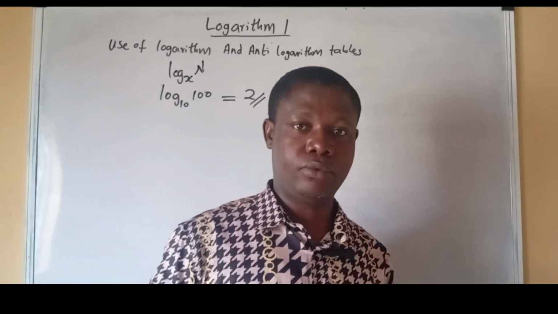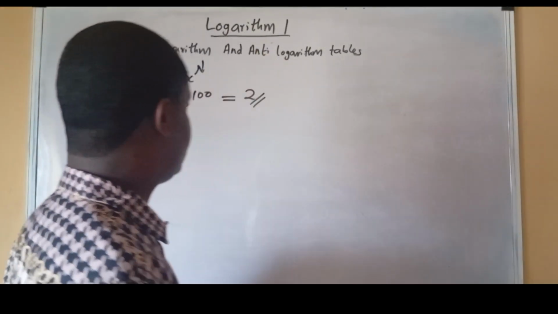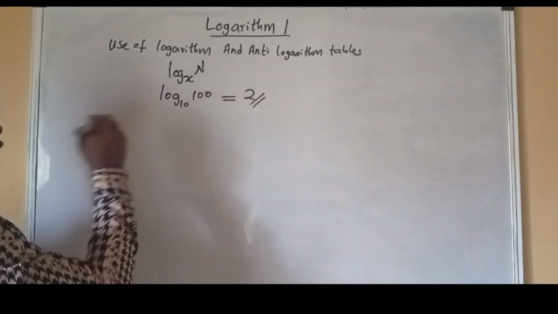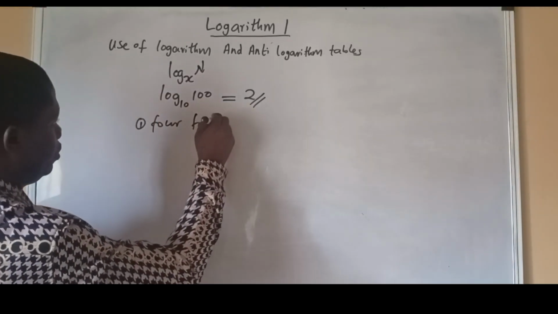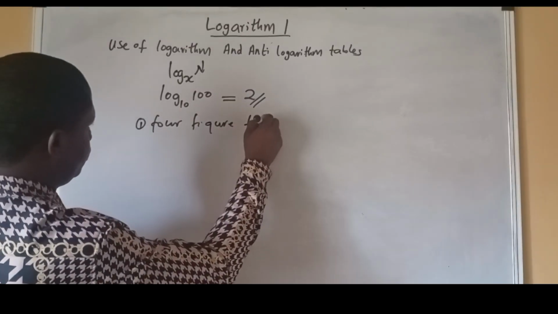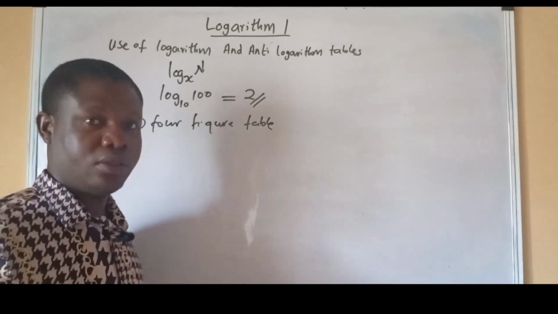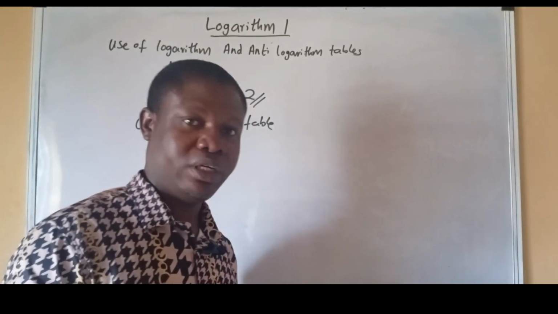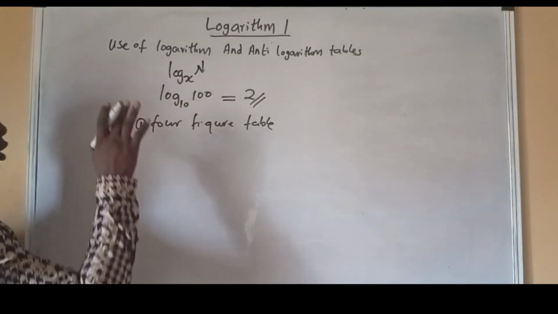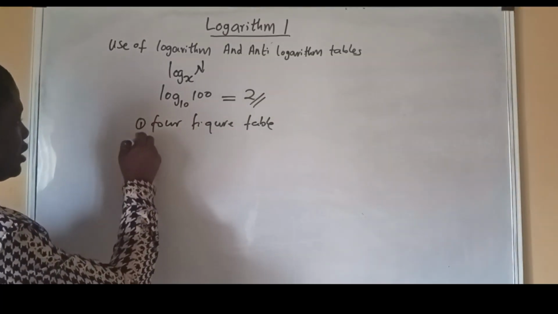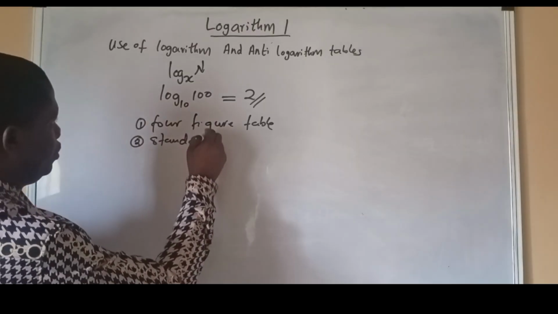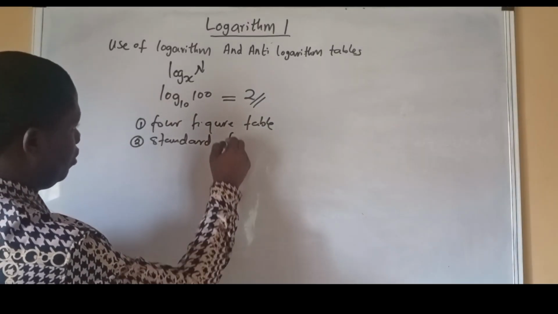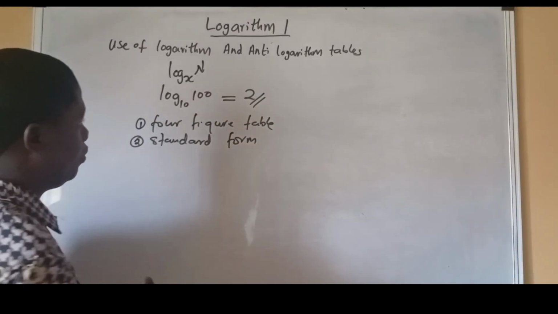So for the purpose of this class, we are only going to be considering logarithm of numbers to base 10, right? And for us to do this, we must have our four-figure table, which you can find in the market or at the back of most mathematics textbooks. After then, we need to understand our standard form.